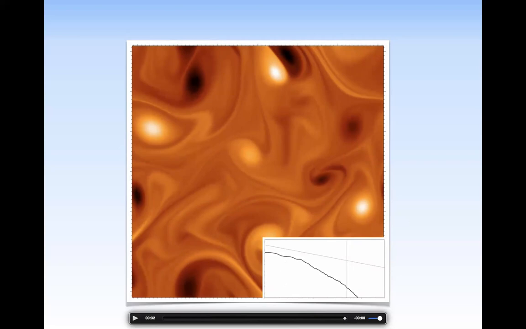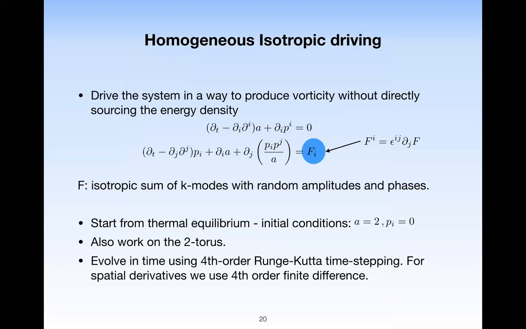And this is precisely what we did. We took the large D effective equations that we saw before, and we modified them to add a forcing term, Fi.